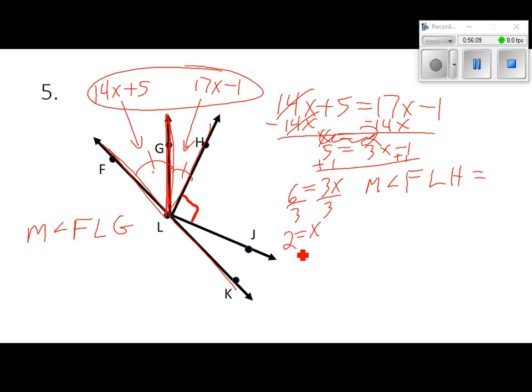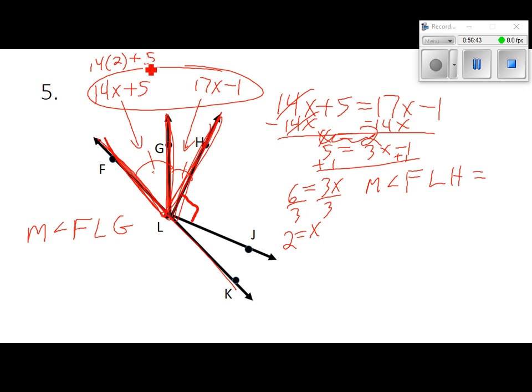How are we going to find the measure of angle FLH? Add x. FLH is right here. That's that whole thing together, isn't it? You can take one of the problems that we were given, plug in 2, and then times it by 2. Okay, so where are we going to plug the 2 in at? Either or. So right here, 14 times 2 plus 5.